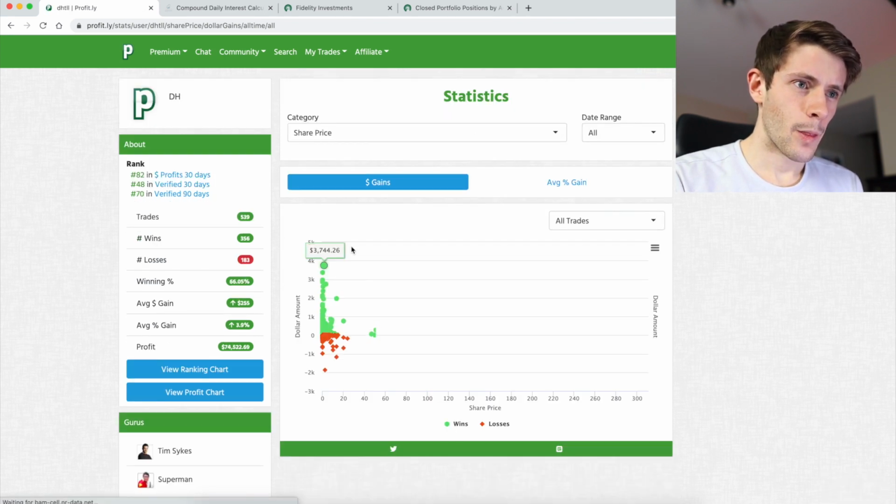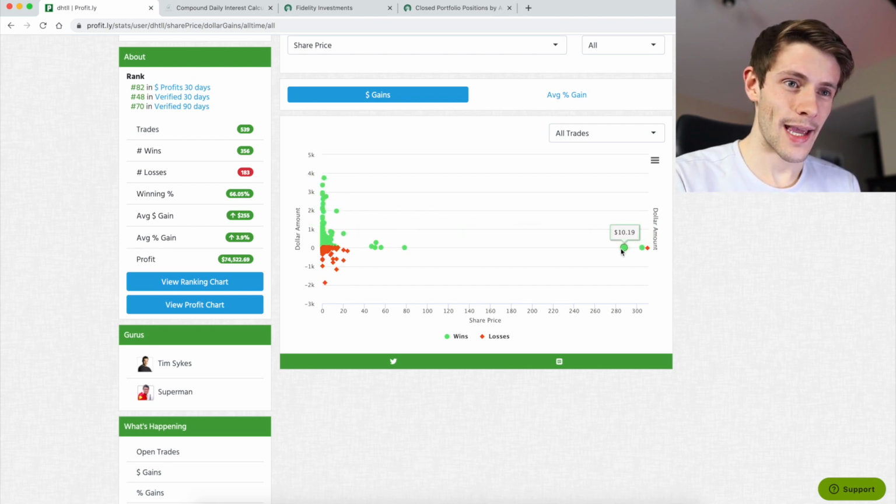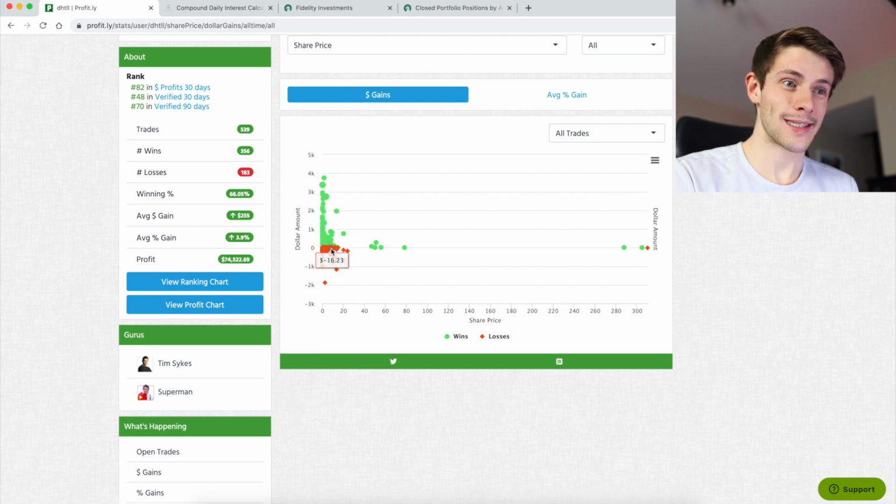Share price. Where do I make the most amount of money? That's crazy. That was GameStop. I don't know what that was, or what that was. But I mean, I'm trading everything between $1 and $2. You can see that profit range, man. That's crazy.